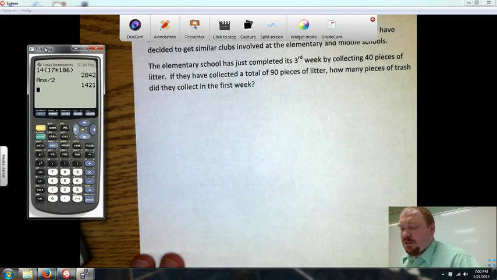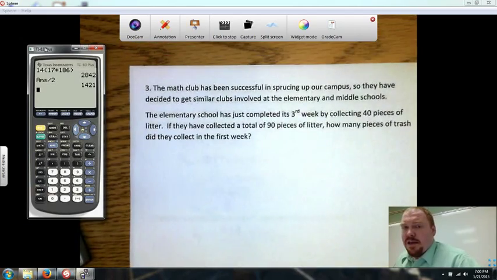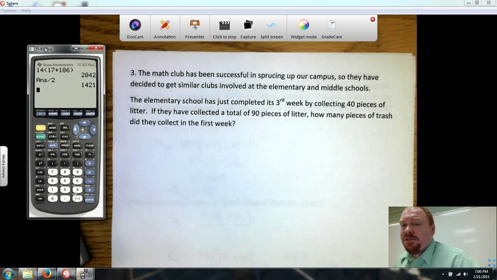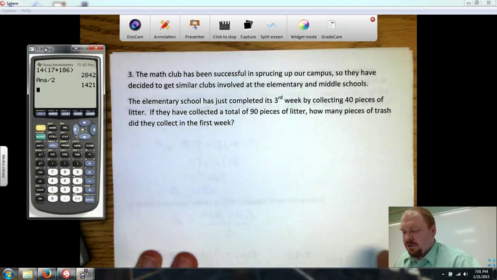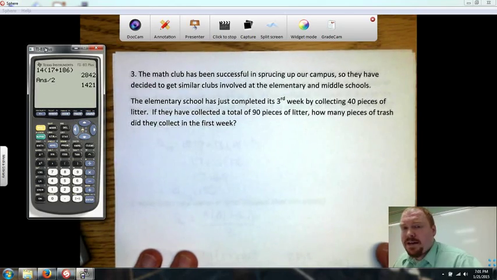It says, the Math Club has been successful in sprucing up our campus, so they have decided to get similar clubs involved at the elementary and middle schools. The elementary school just completed its 3rd week by collecting 40 pieces of litter. If they have collected a total of 90 pieces of litter, how many pieces of trash did they collect in the 1st week?